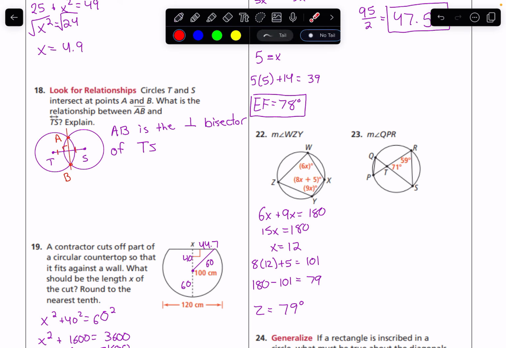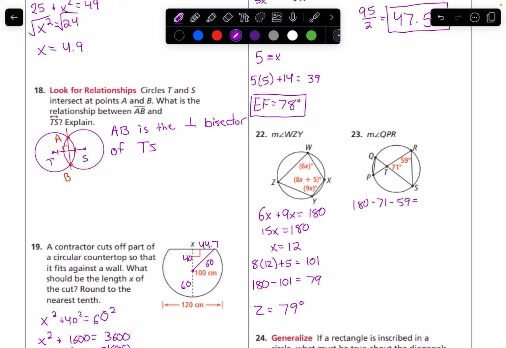Number 23, the measure of angle QPR. So let's think here. I know that there's a triangle over here, and it has 71 and 59 degree angles. So I can find the third angle of this triangle by doing 180 minus 71 minus 59. 180 minus 71 minus 59 is 50.